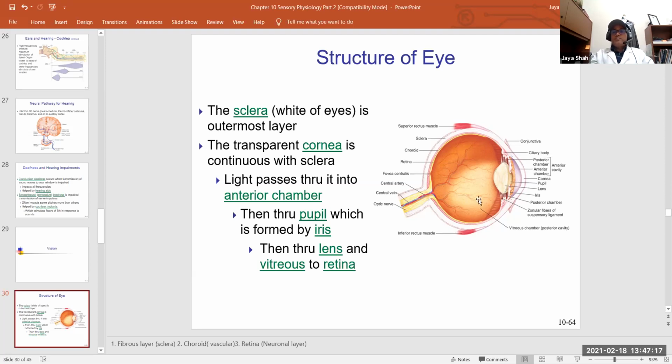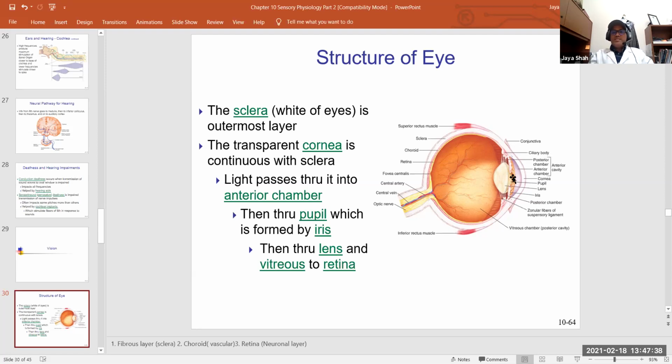Okay. Now let's see inside the eyeball. The eyeball is not a solid structure. It has a cavity, a big cavity here, posterior to the lens, and this is called the posterior segment. And then anterior to the lens is called the anterior segment. Okay.